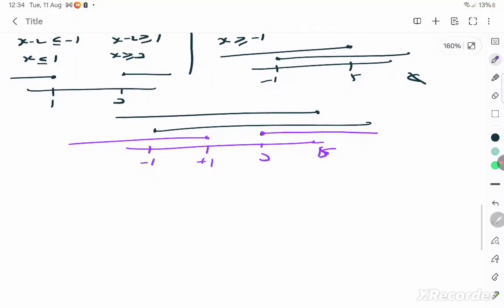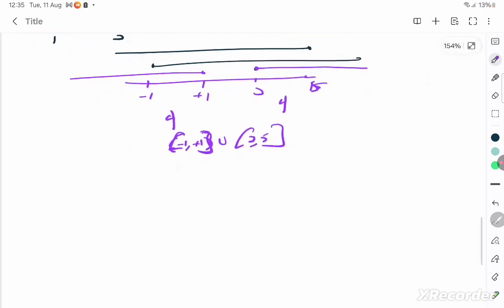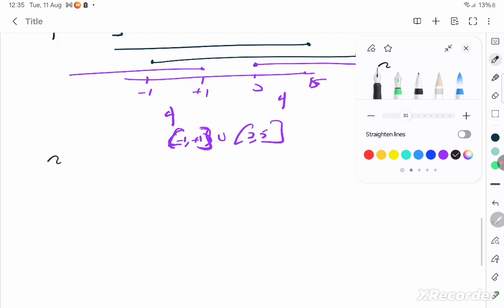So where is everything intersecting? You see this one and this one. So it's minus 1 to plus 1, both of them inclusive, union 3 to 5, both of them inclusive, and that's your x is an element of. I hope you understood. Let's go to the next question.